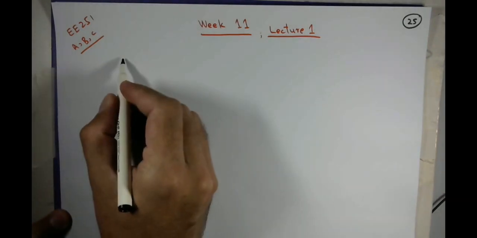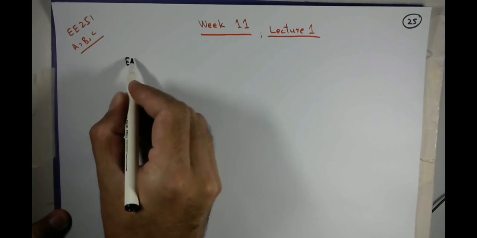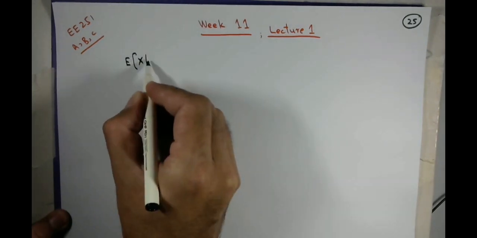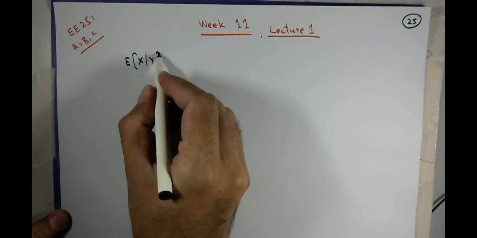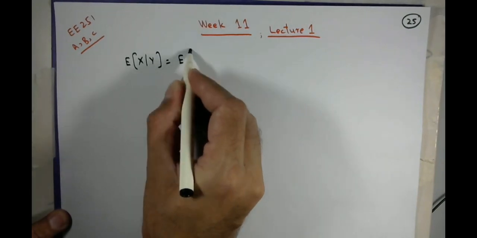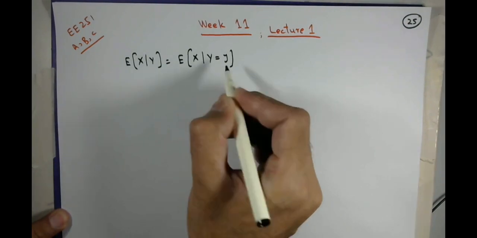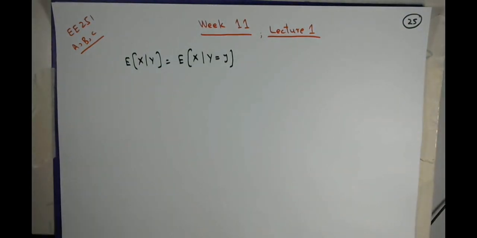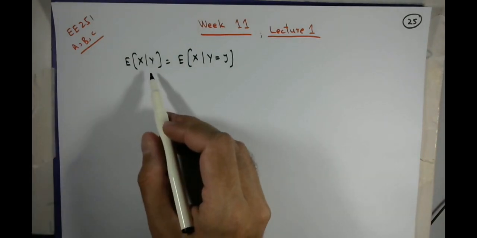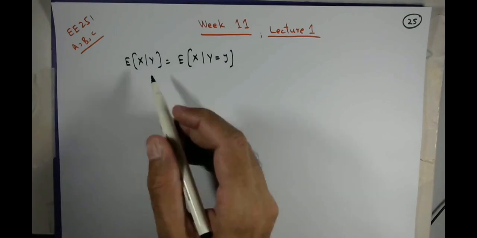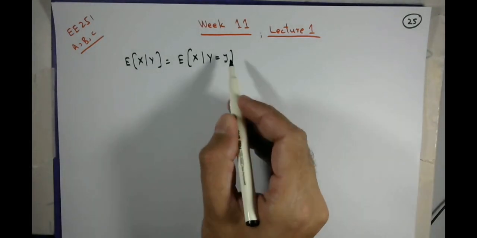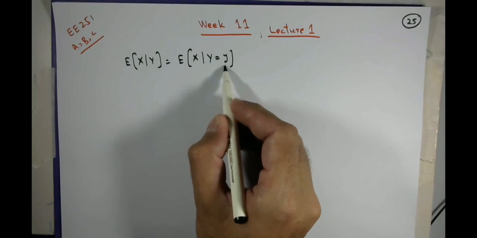Dear students, I'll start lecture number 1 of week number 11 and continue on with the concept of conditional expectation. If you recall from the last lecture, the conditional expectation of a random variable x given y is nothing but the expectation of random variable x for each value that y can take, and I told you that this conditional expectation can be a different number for a different value of this y.